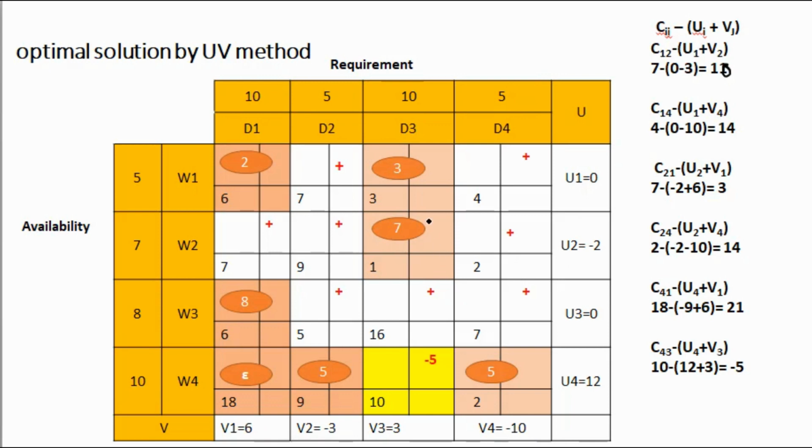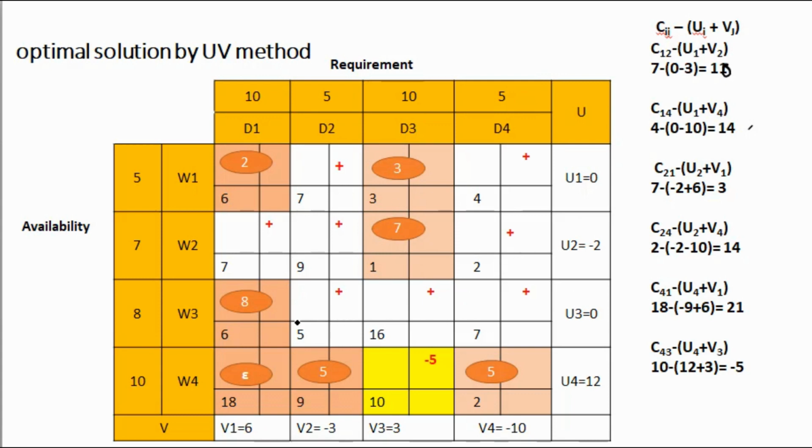That means it's positive. We are not going to write down the exact values, we can just write down the positive figures. Now similarly, for the first row and the fourth column, C14 is equal to 4, and u1 is equal to 0 and v4 is equal to minus 10. So that is 4 minus of minus 10, which is equal to 14. So this value is also positive. If you calculate in a similar way, we have calculated all the net evaluations.